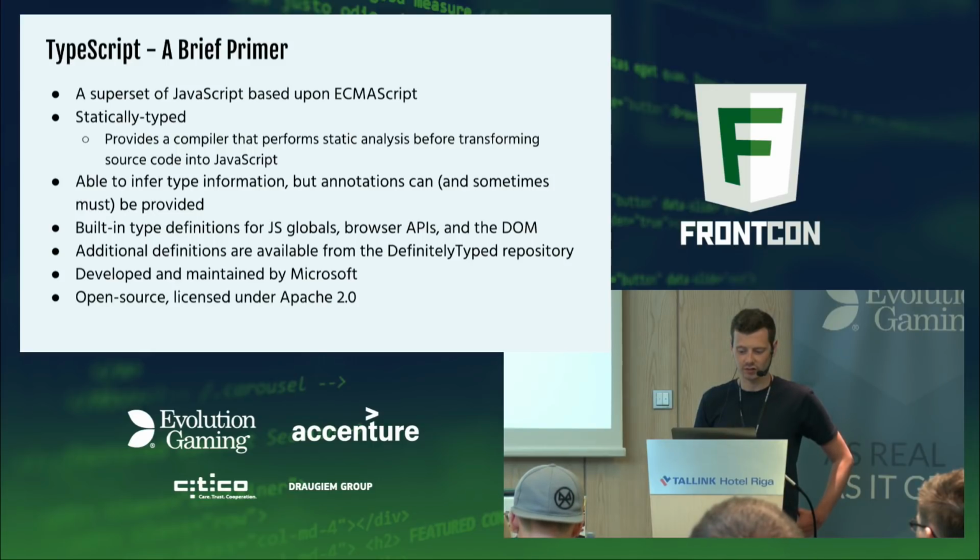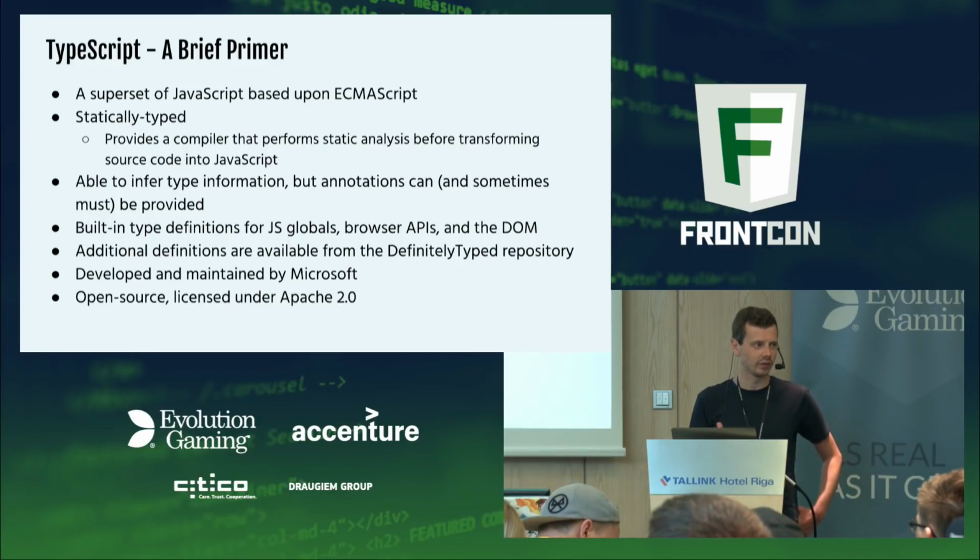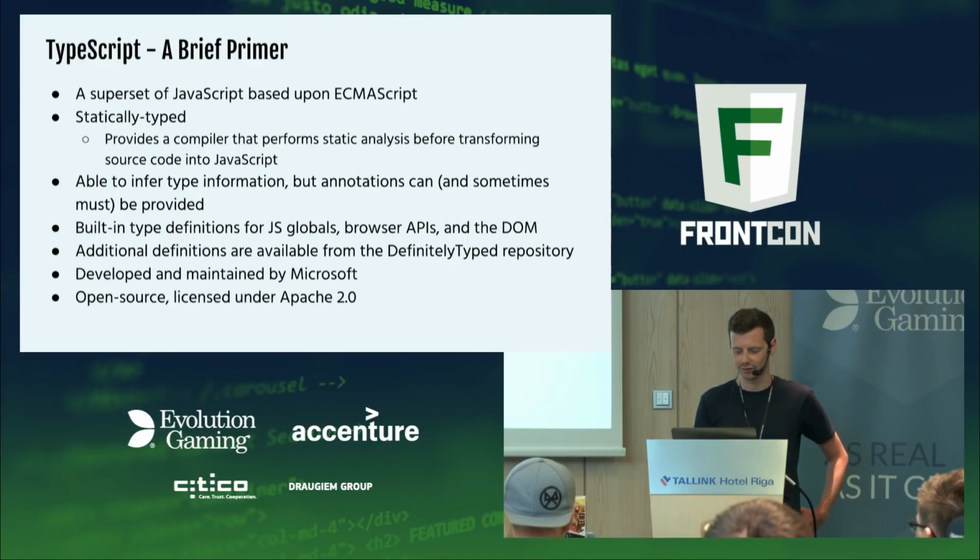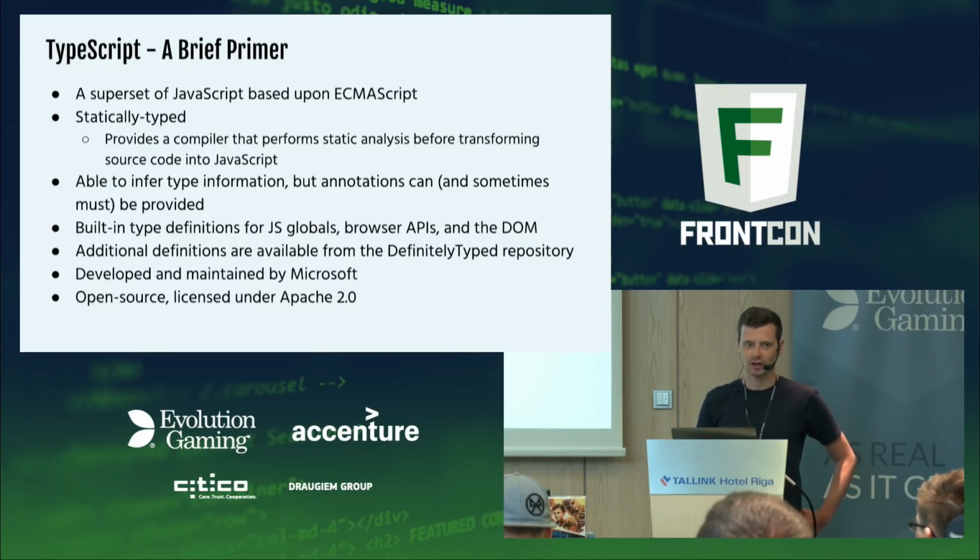It's statically typed. So the variable and parameter types are known at compile time, and as a consequence, TypeScript has a compiler that performs this static analysis before transforming TypeScript code into JavaScript code. So it allows us to catch errors earlier. Generally speaking, it's able to infer type information very well, so we don't always have to explicitly annotate our code. However, there are instances where we can provide these type annotations, and in some cases, we must provide said annotations.